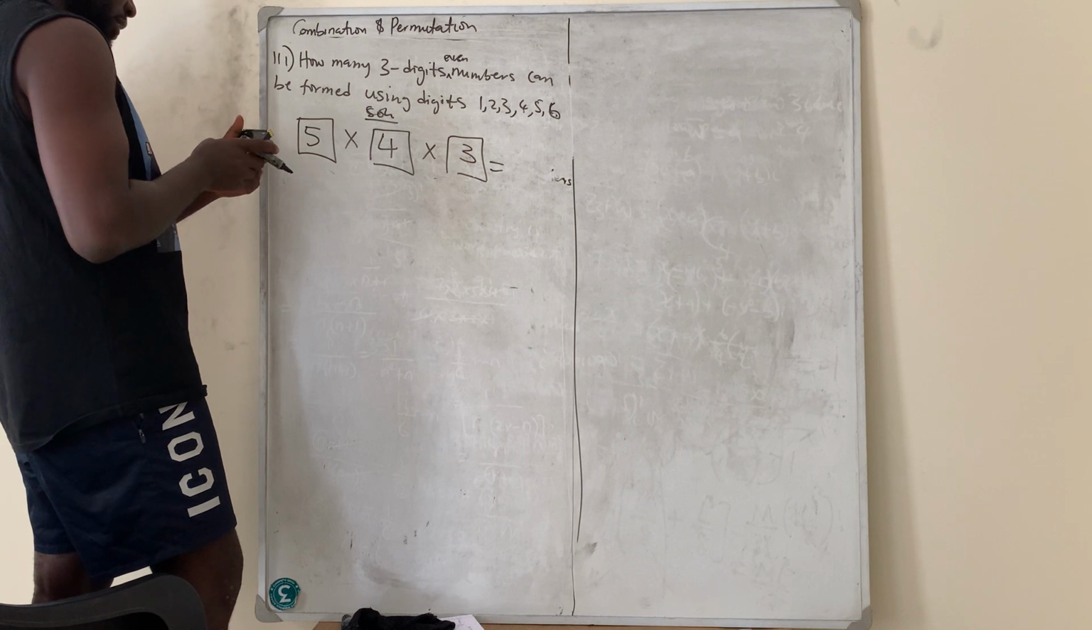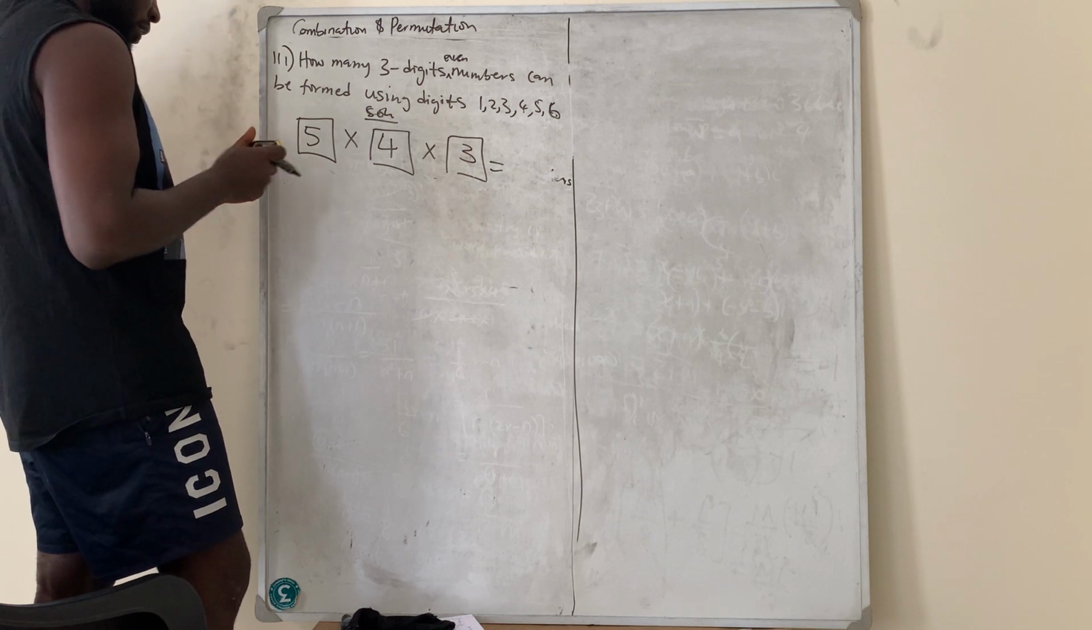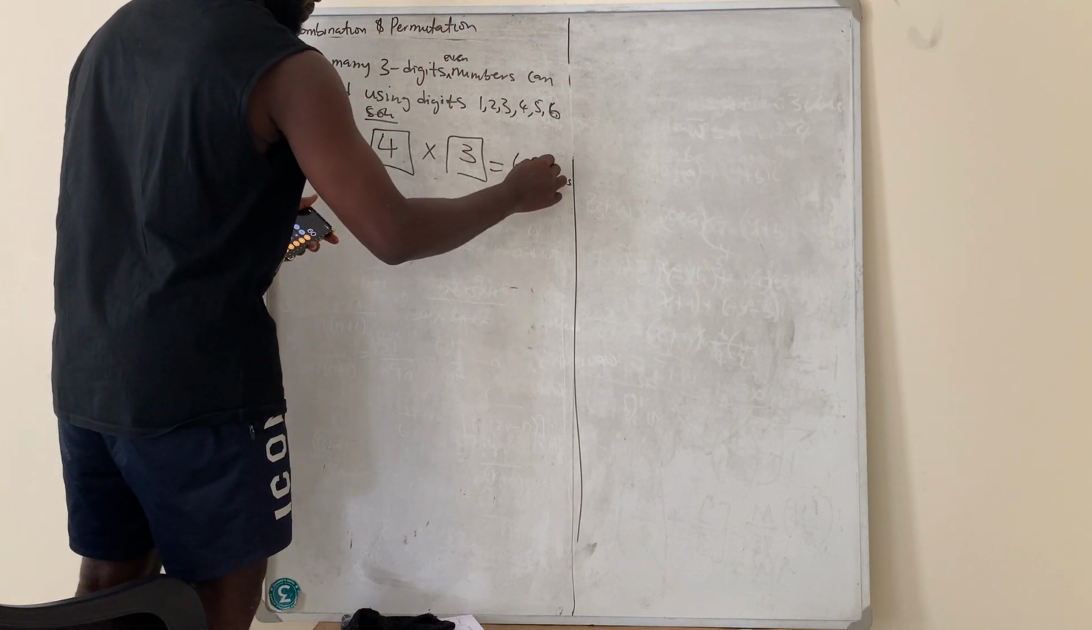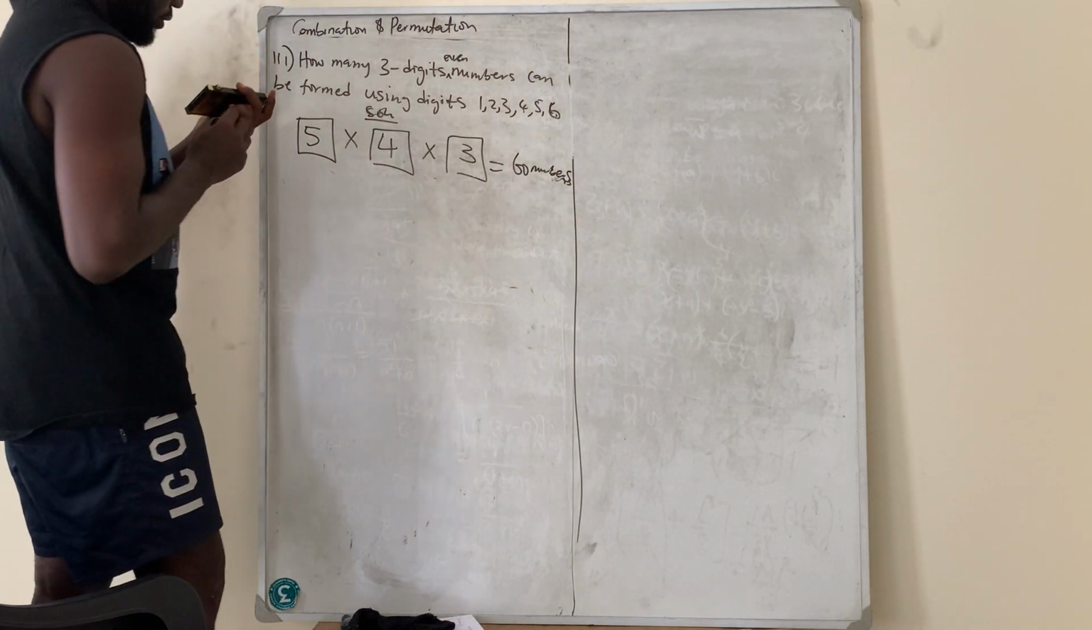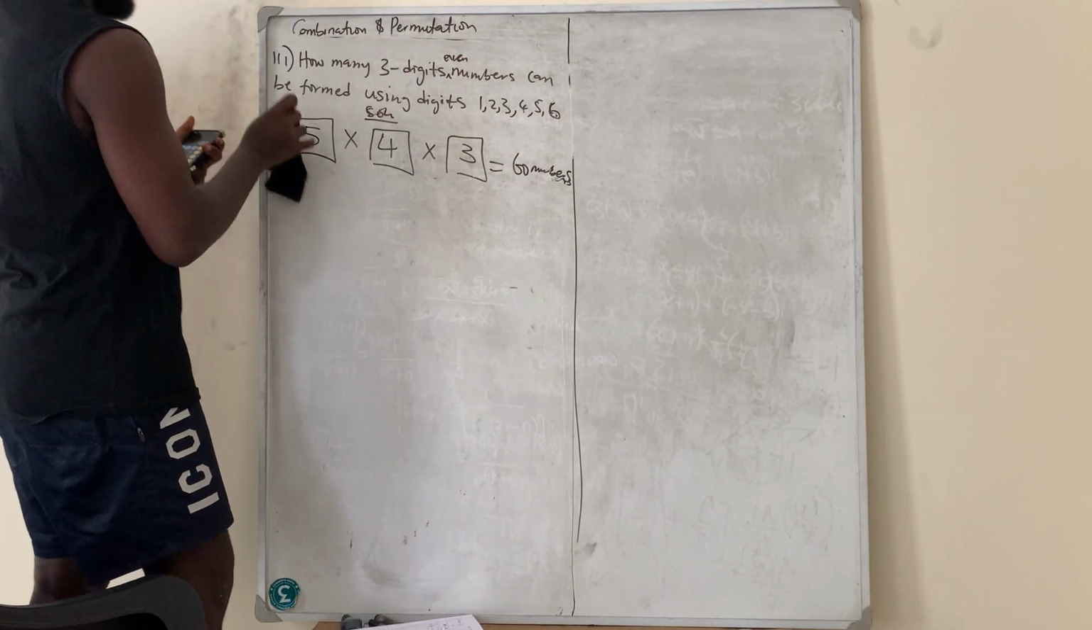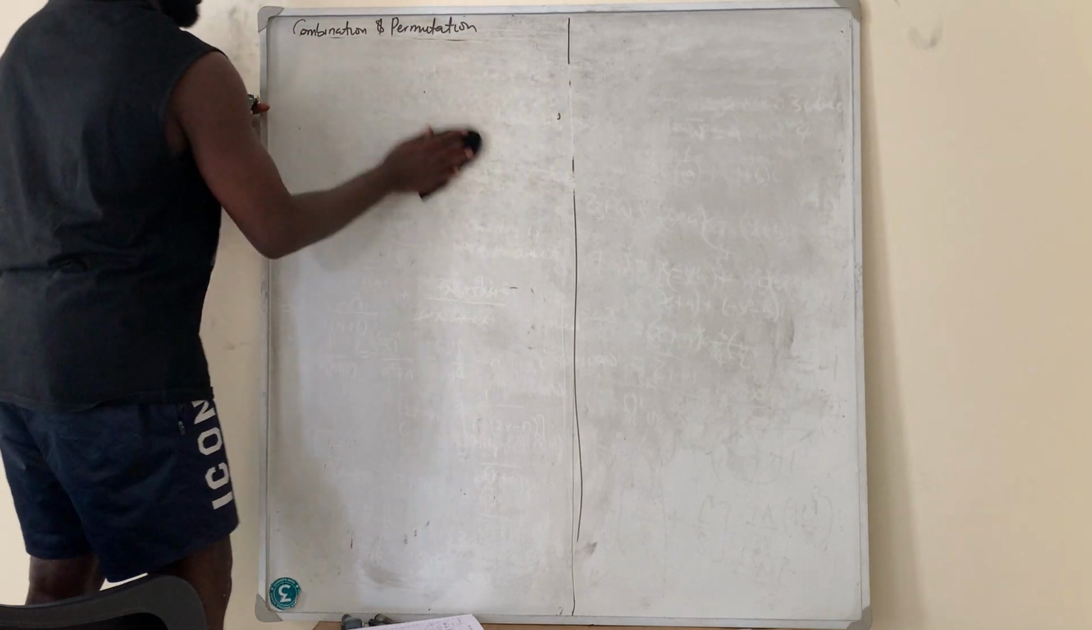So you see the way I explained it. So 4 times 5 times 3, so I'm having 60 numbers. Okay, 60 numbers. So that is that. So question number 112.